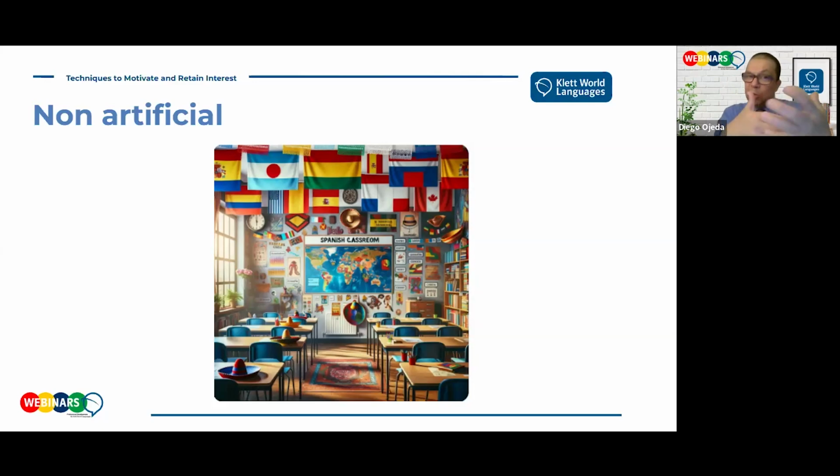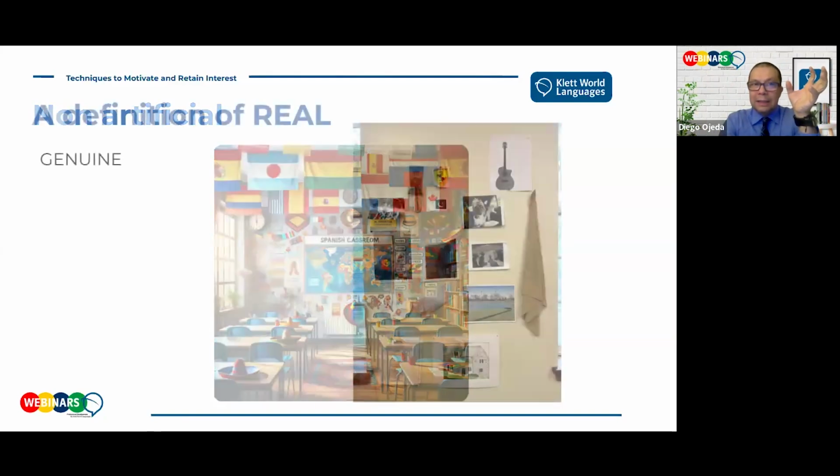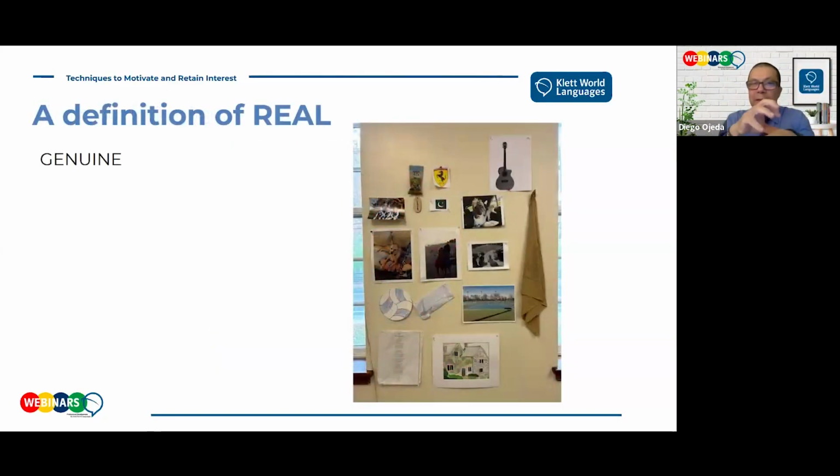Sometimes it can be a little overwhelming for them to see everything here. So what is real? This is my classroom, and what I have on my walls, instead of having all these flags, decorations and posters, I ask my students to bring something that is really important to them. I know that they cannot bring the objects, so I ask them to bring a picture.